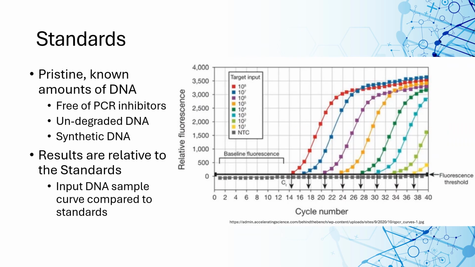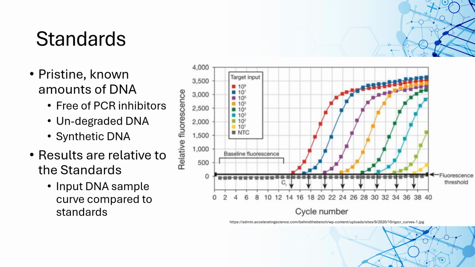The cycle threshold values and amplification curves of known standards are used to determine the amount of DNA in the questioned or crime scene DNA sample. Standards are pristine, synthetic, and undegraded DNA samples that should result in optimal PCR results. These standards represent known amounts of template DNA. By comparing the amplification curves to the questioned DNA sample, based on which curve it falls between, it is possible to determine the amount of DNA present in the DNA extract.